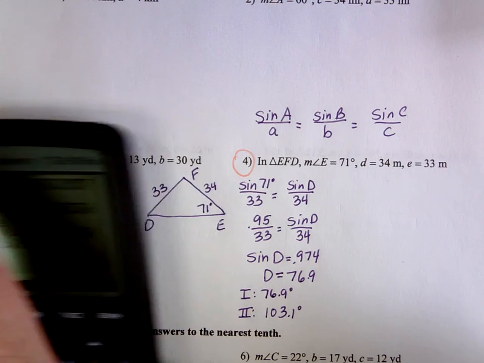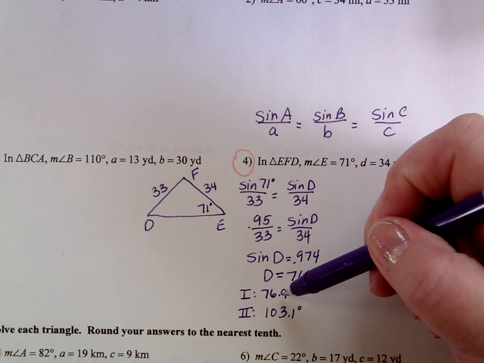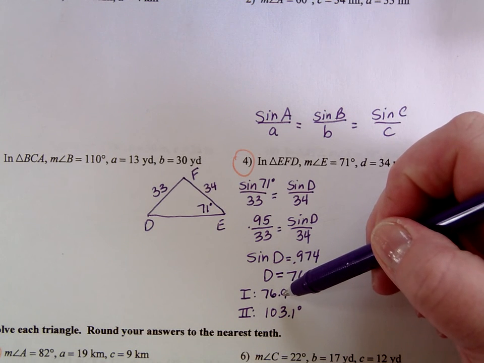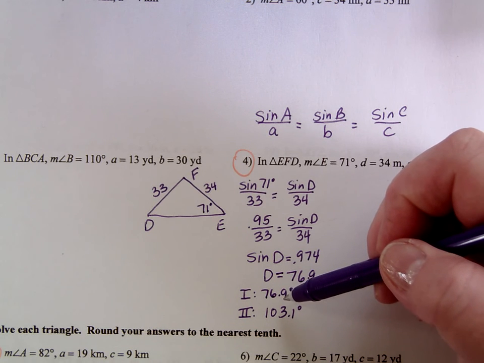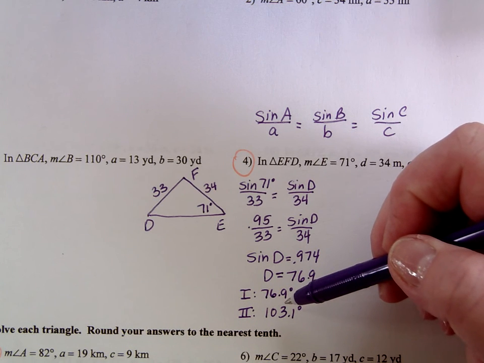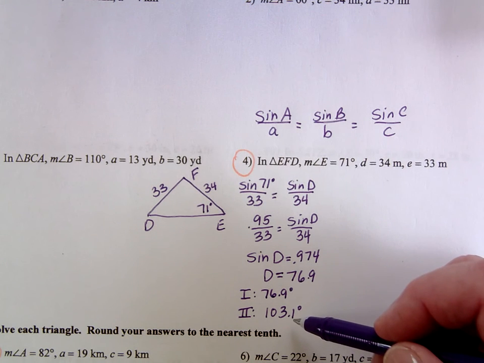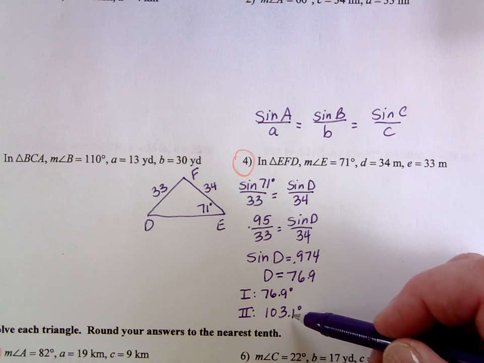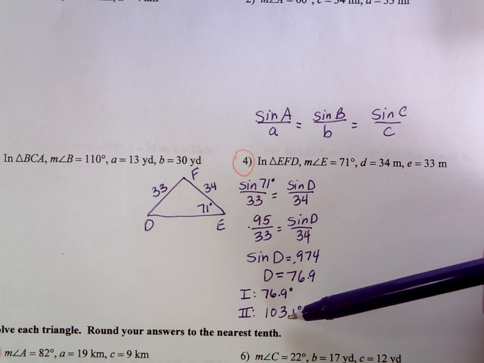Now I've got to look at what I've already got in my triangle. If I have 71 degrees already there, and I add 76.9 to it, is there enough left for me to have a third angle? Remember, they have to add up to 180 degrees, so 180 minus 71 minus 76.9. Yes, there would be enough for a third angle. And so then I go over to my 103 angle. If I have a 103 angle, I end up with 71 plus 103 is 174. I have room for a third angle. It's going to be small, but I've got room for a third angle.